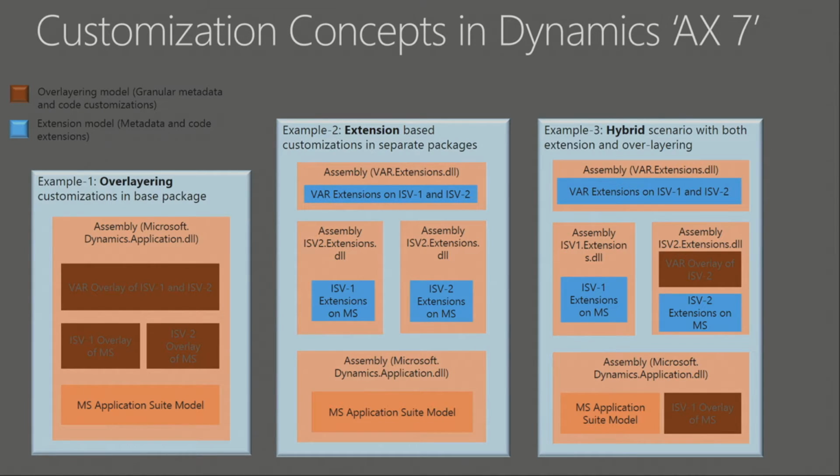That's overlayering. On the other hand, in the blue corner, you have extension-based customizations, where you really are not doing any of that. You're building stuff in your own assembly. The original assembly remains the same, and you're just adding extensions to what already exists. And this is the way that we recommend that you do all customization from now on.